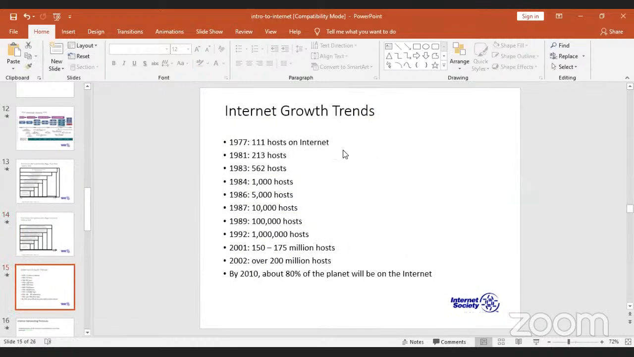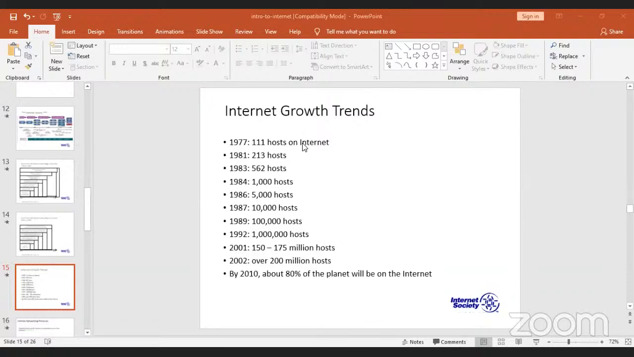So this brings us to internet growth trends. How many hosts can we have on the internet? Host just means a personal computer or a phone that can browse. So it's just an individual access, a personal access, maybe a personal computer or a tab or a phone, a device that can connect to the internet.